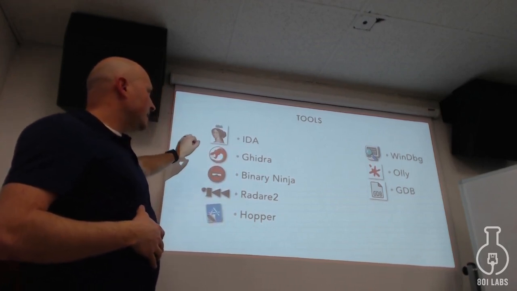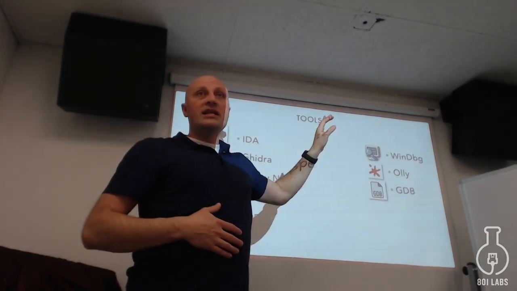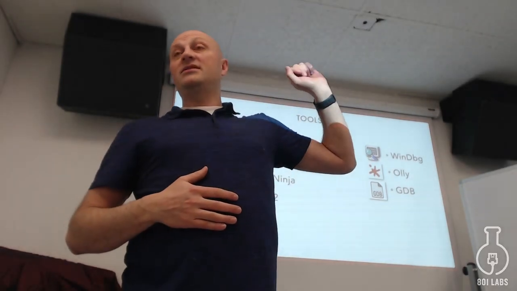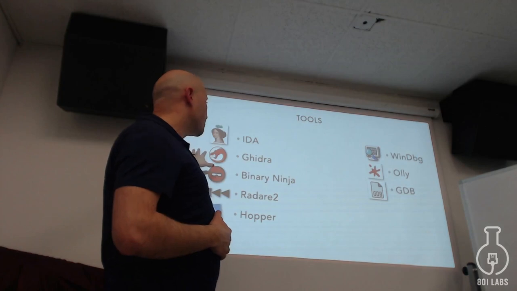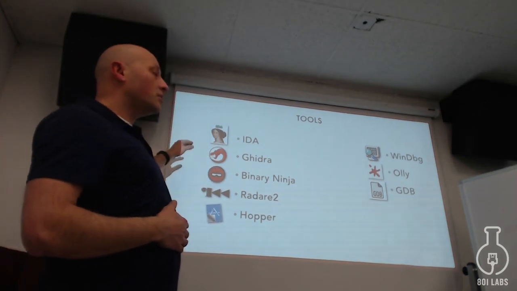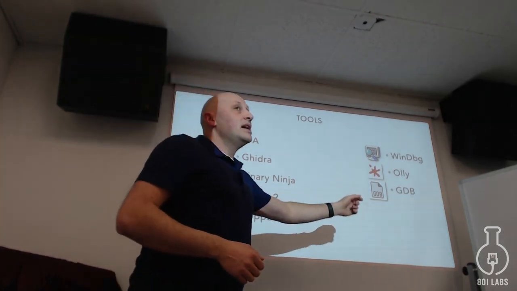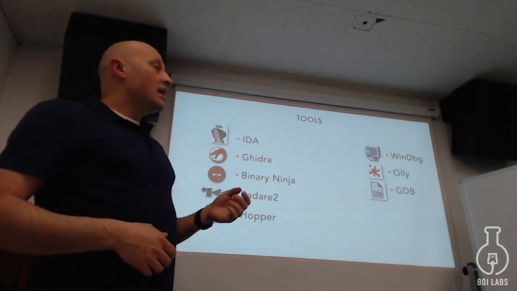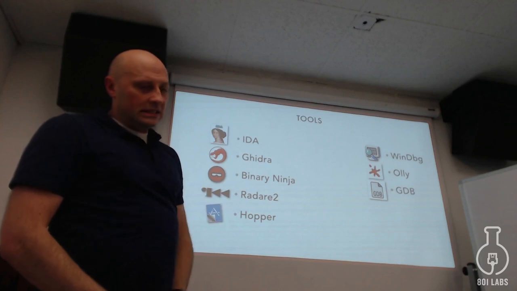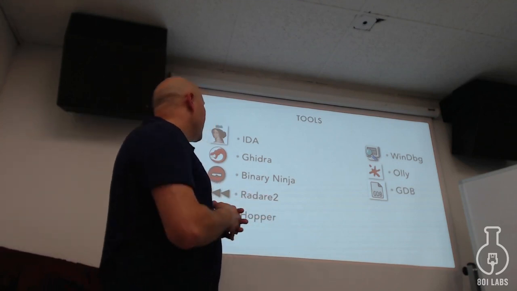Ghidra is an NSA developed tool that they open sourced. I was shocked to see how much of it they open sourced. It's a really great tool at reversing a lot of different architectures and processors, and it can do decompilation, not just disassembly. It's written in Java, and to be honest, it's great.